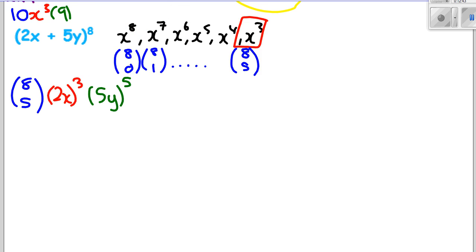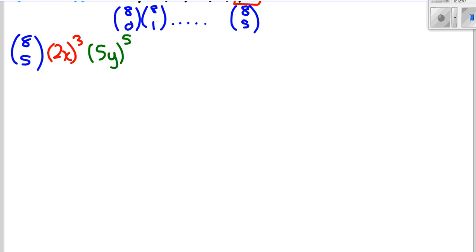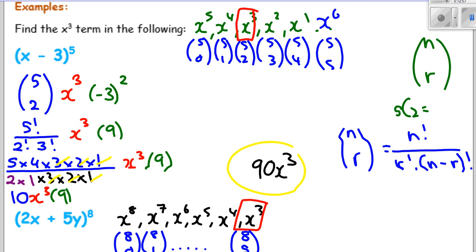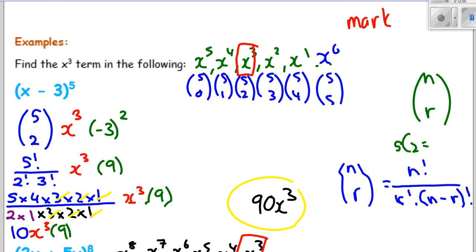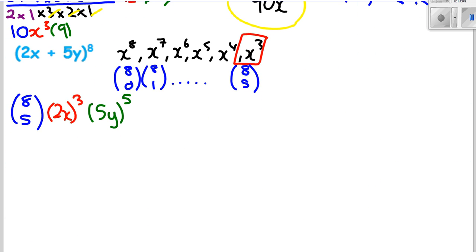That's awful. Yeah. How come you didn't do 2x to the 8, 5y to the 8? We just don't. I can actually explain that to you quickly. It's because they want the x cubed term. So you can break it up. If you had like 12, you would do 3 and 9. Yeah, exactly. Yeah, that's totally it. Yeah, that makes sense.